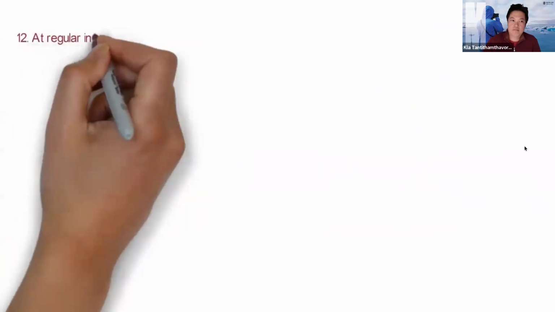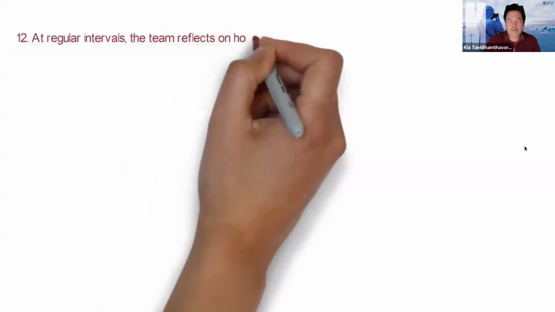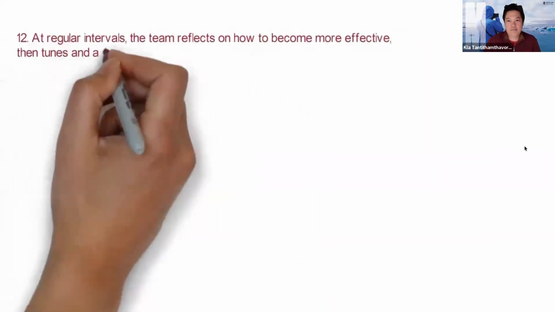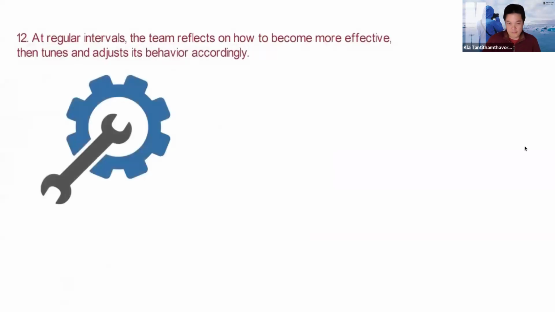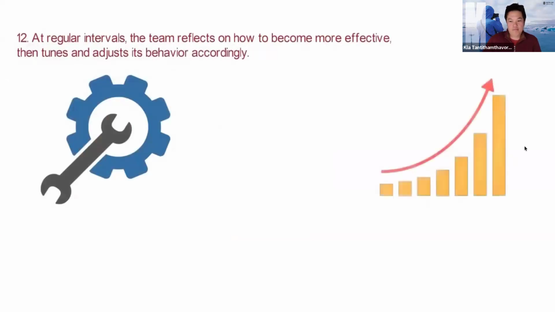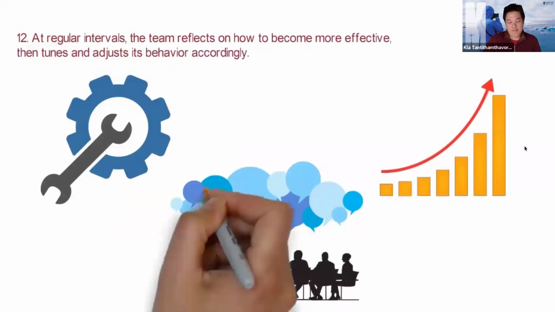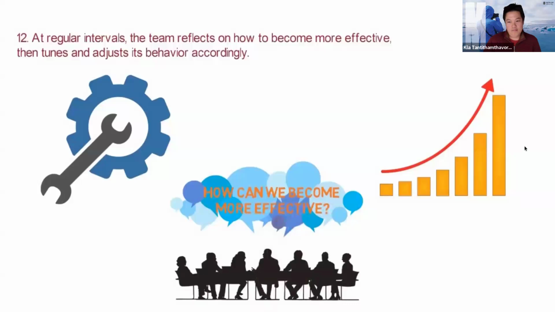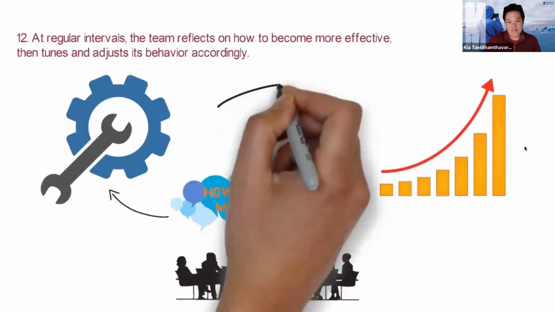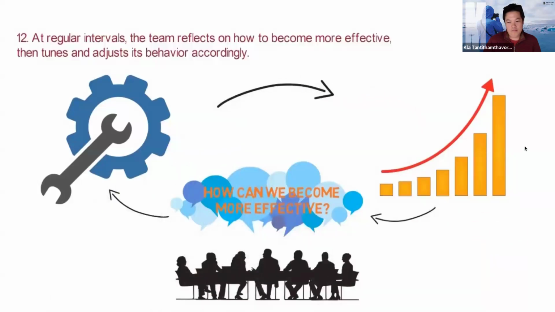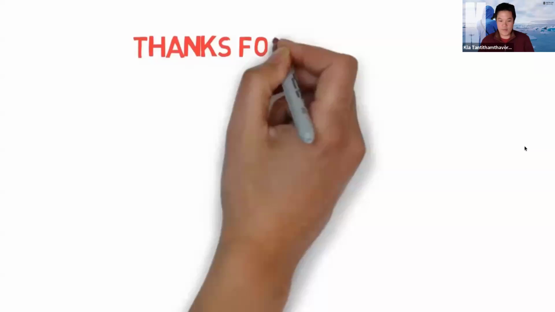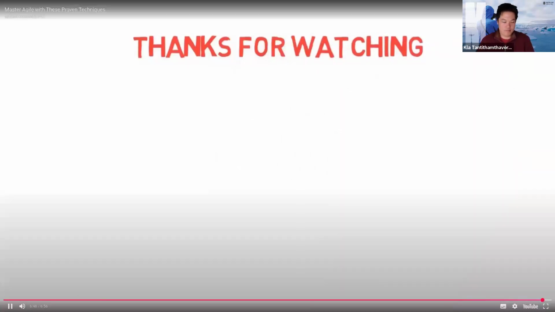The 12th principle. At regular intervals, the team reflects on how to become more effective, then tunes and adjusts its behavior accordingly. Agile encourages continuous improvements and productivity. When a team reflects on how to become more effective and adjusts its behavior accordingly at regular intervals, it brings continuous improvement in itself and increases its productivity. So these were the 12 principles of Agile. We hope this video helped you in taking your knowledge in Agile further.